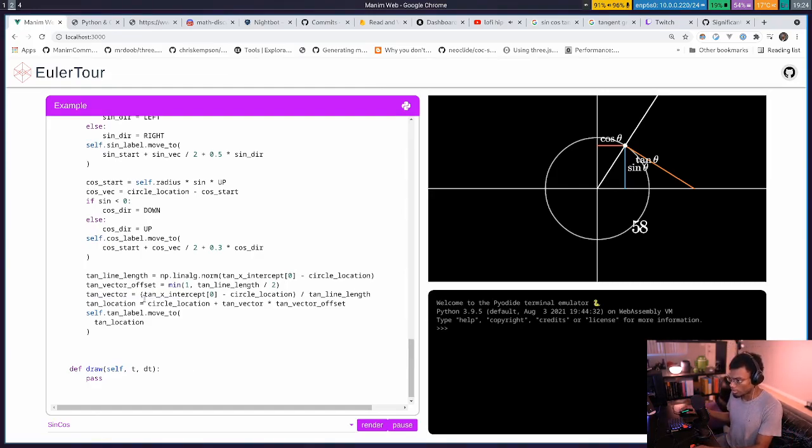So close. The vector offset, there's the vector. So the location should be this plus that offset. Plus again, I'll just do like half times right.